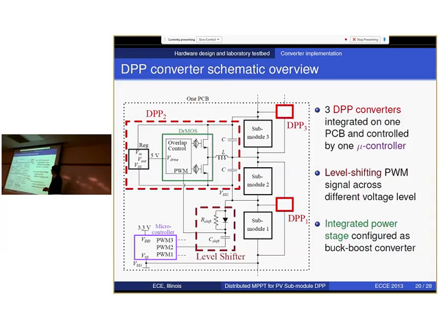The challenge of this design is how can you send the control signal across different ground levels to the upper 2 DPP converters? And we actually use a diode-capacitor level shifting circuit, which proved to work well. You're encouraged to read the paper for details. And to further shrink the size of our hardware, we use an integrated power stage, which is also known as a DrMOS chip.